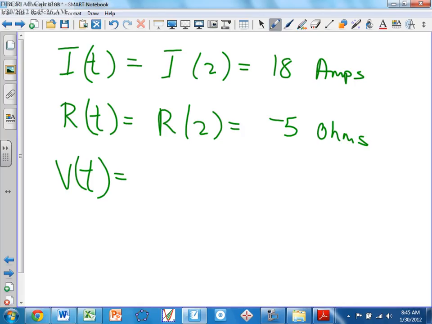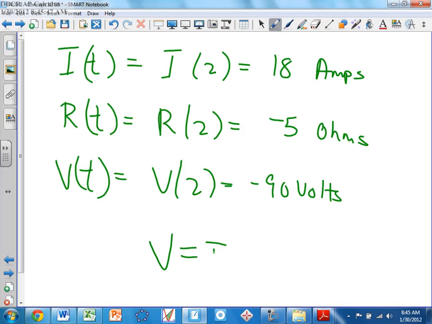Now, the cool part is this. When you plug a 2 into the voltage function, V of 2, you're going to get -90 volts. The numbers, negative or positive, are not what's important, because I know it's a little weird. What you notice is this: the original formula we were given in the beginning of the problem stated V was equal to I times R. If you take 18 times -5, you get -90.